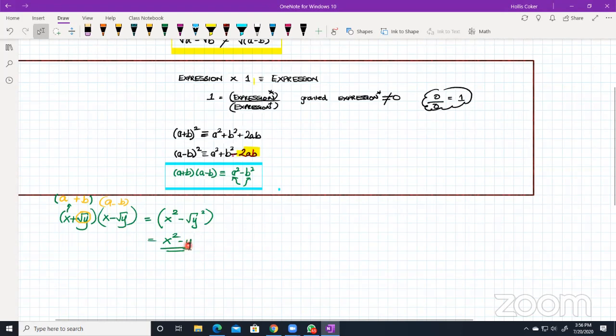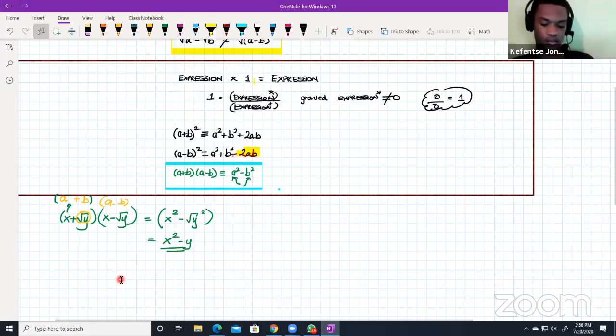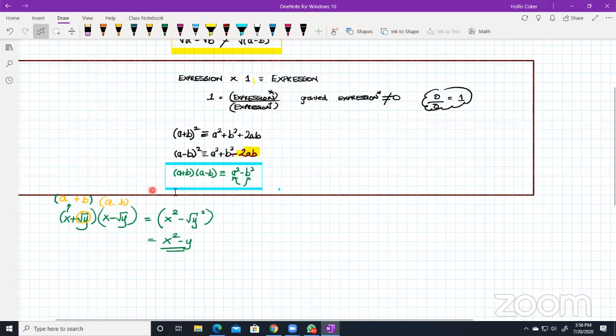Fancy? Yes, sir. Right. So things like that, we have to be skillful in using. So let's say they give me now (x minus root y) all squared, and ask me to simplify that. I could say this, I have a subtraction going on here.